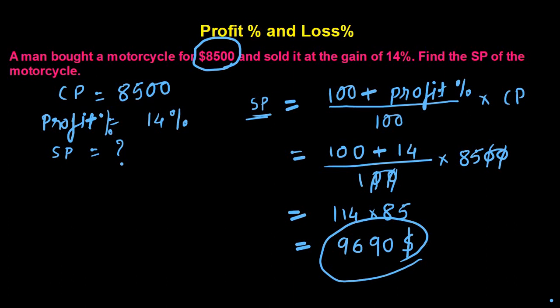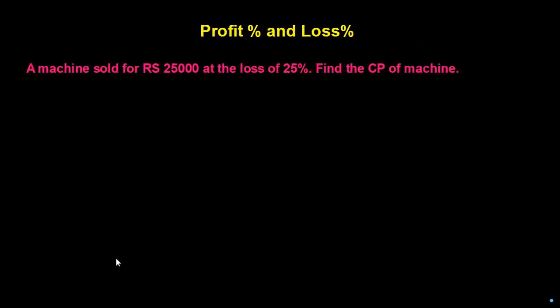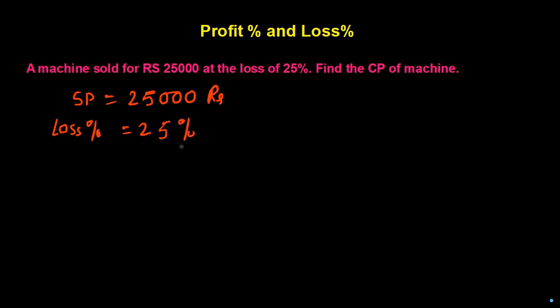And let's take one example where we need to find the cost price. Yes, this is one more example where a machine is sold for rupees 25,000. Now it is sold. That means it is which price? Selling price, isn't it? So I can write SP is equal to how much? 25,000 rupees. Okay. And there is a loss percentage also. At the loss of 25%. It's given in percent, so obviously it is loss percent. How much is it? 25%. Find the CP. You are supposed to find the CP.